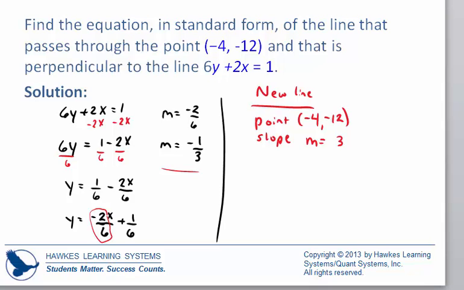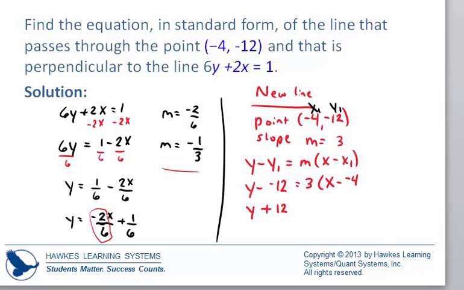And I remember from the last section that I have the point-slope formula: y minus y1 equals m times x minus x1. My point will be the x1 and the y1, and my slope will be the m. And so let's plug in. For the y1, I'm going to put the negative 12. For the slope, I'll put 3. For the x1, I'll put the negative 4. So I have y plus 12 equals 3 times x plus 4.